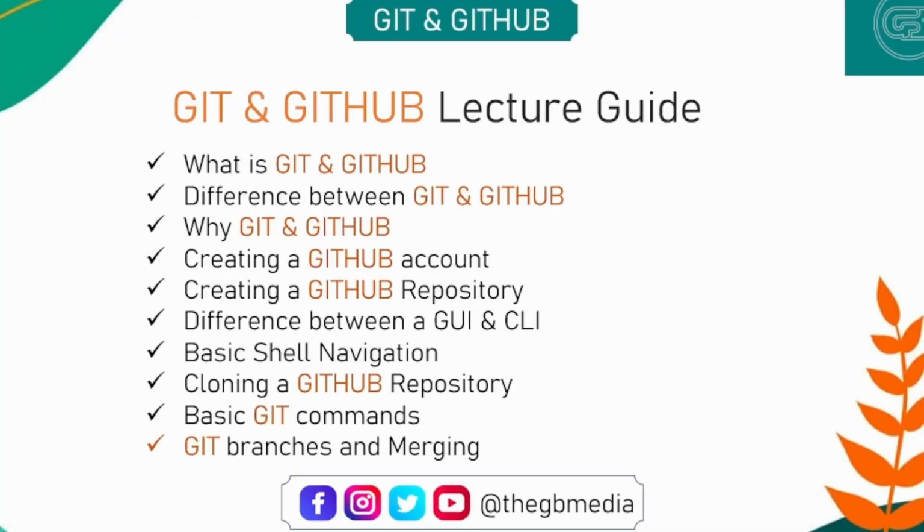Now, as usual, I'm going to pull up my PowerPoint slide, which contains my Git and GitHub lecture guide. First, we'll be looking at what Git and GitHub are. Then we'll go over the difference between Git and GitHub, then why Git and GitHub, that's to say why we should learn Git and GitHub. After that, we'll go to creating a GitHub account and creating GitHub repositories. Then we'll go over the difference between a GUI and a CLI. This is a very interesting topic. Then after that, we'll go over basic shell navigation, then cloning the repository, then we'll look at basic Git commands. Then after that, we'll go over Git branches and merging. Then that's pretty much it.